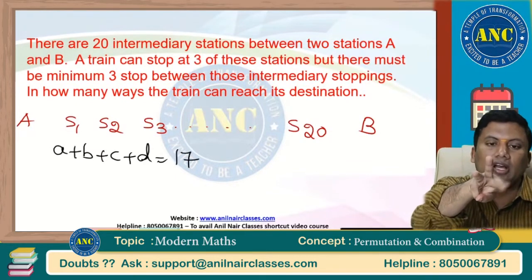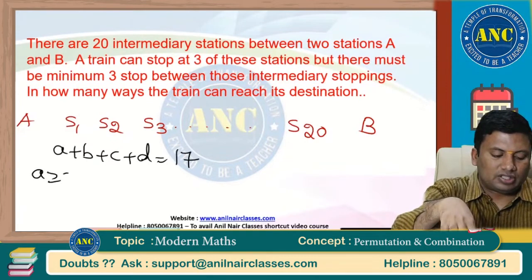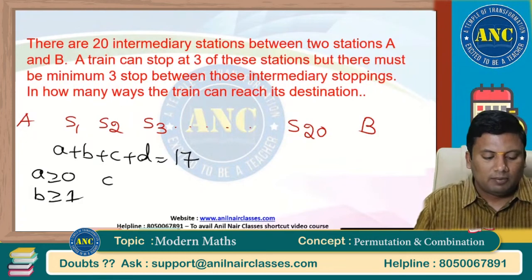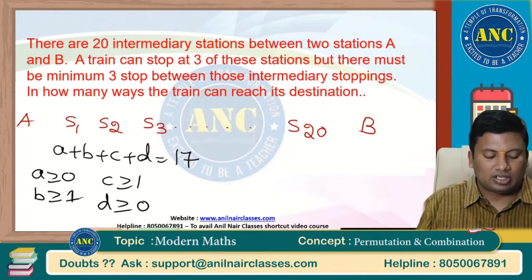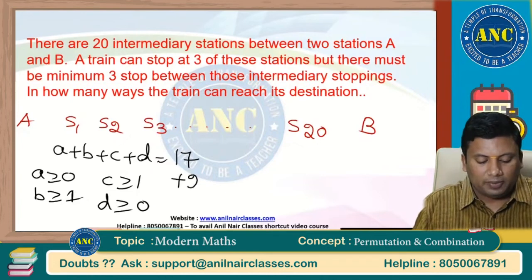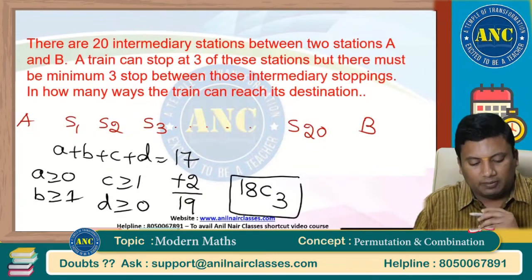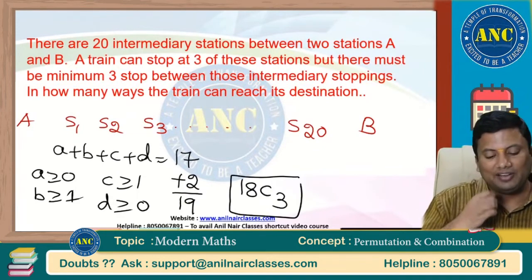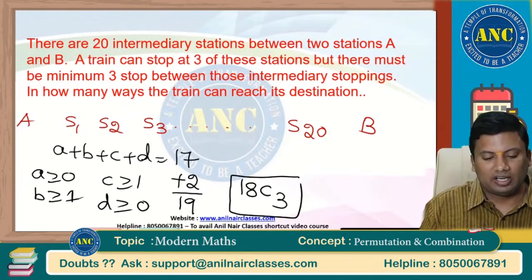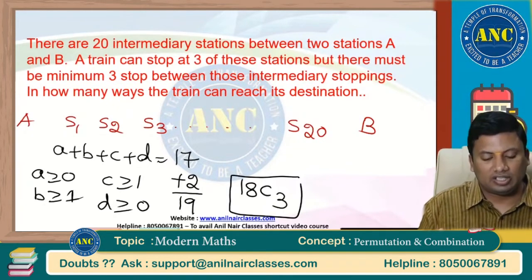This can be left, it can be the first station, A is 0. Between this one, minimum 1 should be there. D could be the last station. It is 0. 17 plus 2, 19. Answer is nothing but 18C3. Very, very easy question if you understand it.